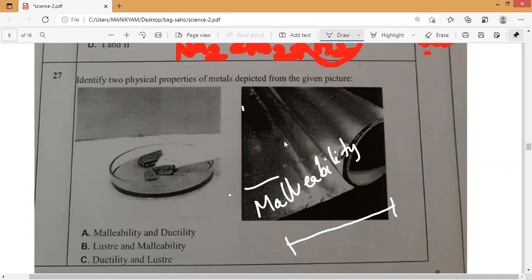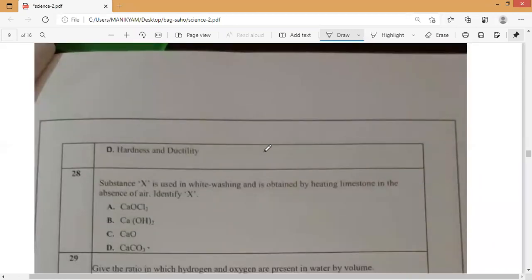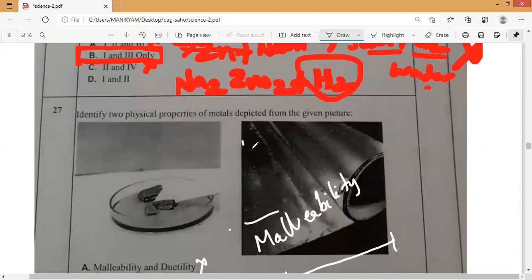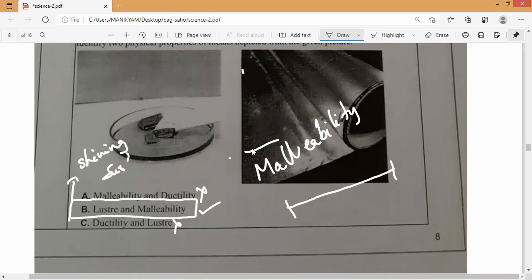So wherever you have ductility, we can eliminate those options. Is it yes or no? Hardness and ductility also. So what is the correct answer now? Luster and malleability. That's all. Do you understand, everybody? What do you mean by luster? Luster means shiny appearance.